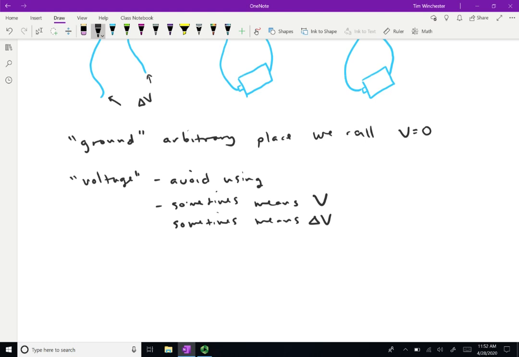Okay, now the problem with what I just told you about avoiding using the word voltage is that practitioners only ever use voltage. So if you talk to an electrician, they will never ever say electric potential or electric potential difference. They will use the word voltage 100% of the time. And so this is really kind of a historical split between scientists and practitioners.